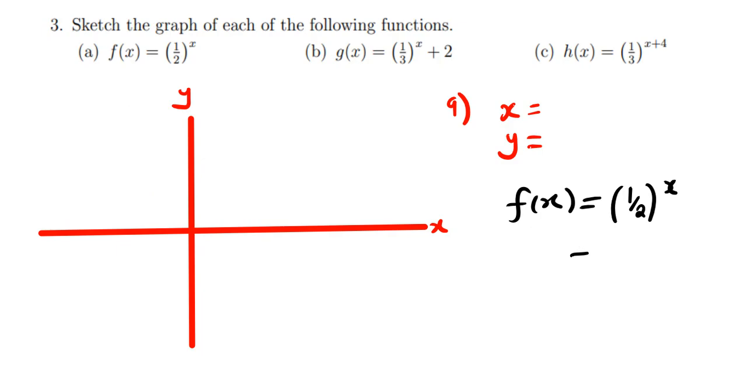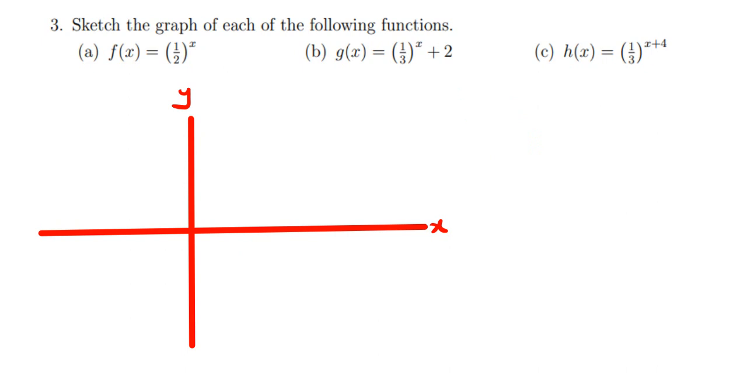What about our g of x? Question B. So for our g of x, same principle. Let's look at the value of x. Let's look at the value of y. The value of x, you're able to see that it is also negative in this case, because we have 1 over 3.